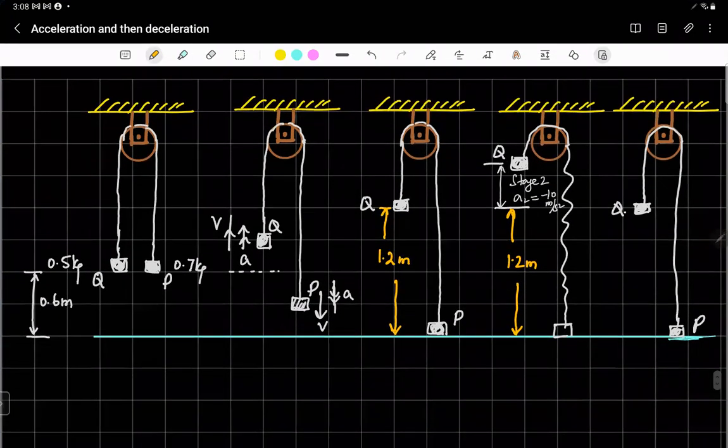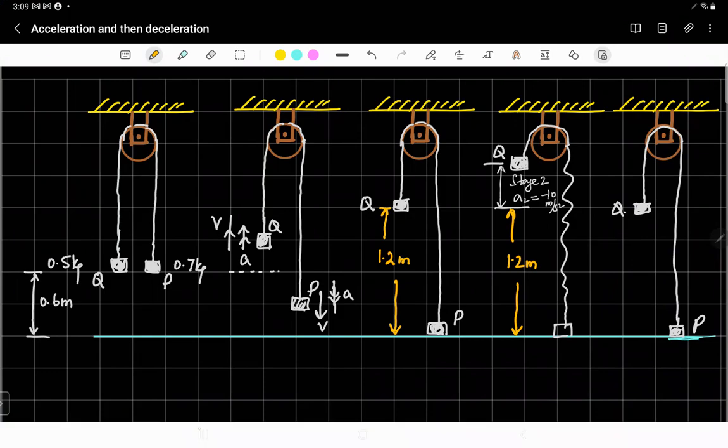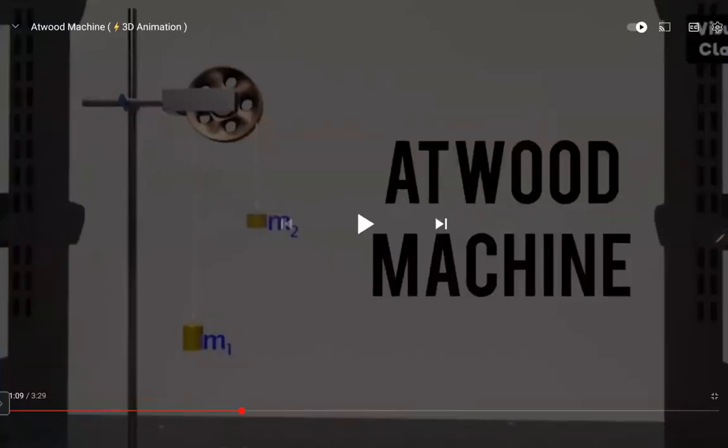Our topic of today is motion of two masses connected with each other via a string, and the string passes over a pulley. One of the masses goes down and the other goes up. The situation is similar to what is shown in this video.